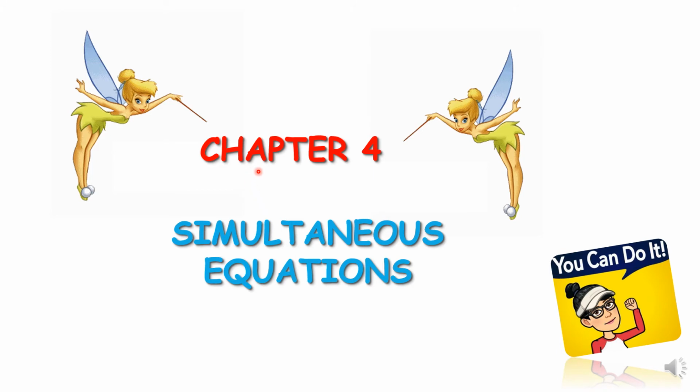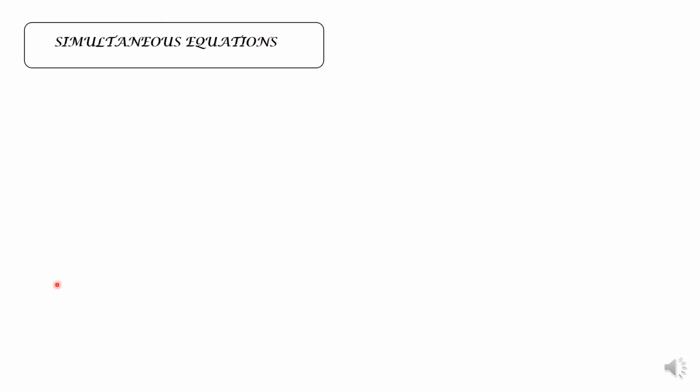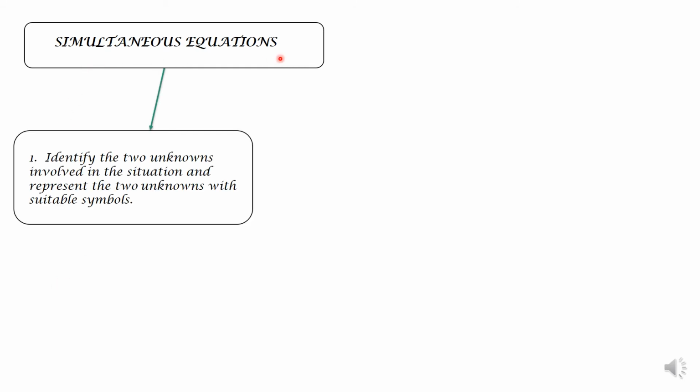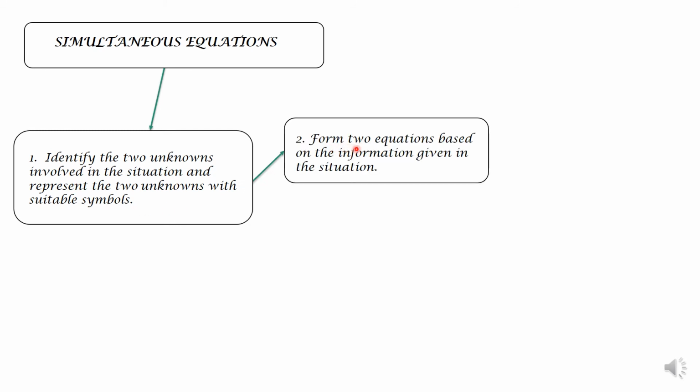Chapter 4, Simultaneous Equations. For simultaneous equations, first, identify the two unknowns involved in the situation and represent the two unknowns with suitable symbols. Step 2, form two equations based on the information given in the situation.